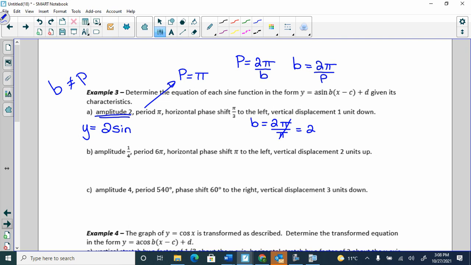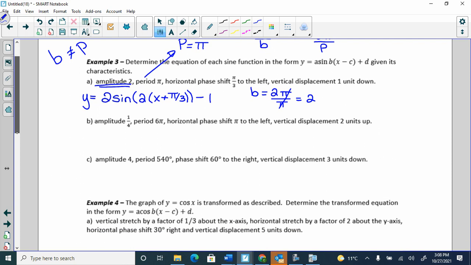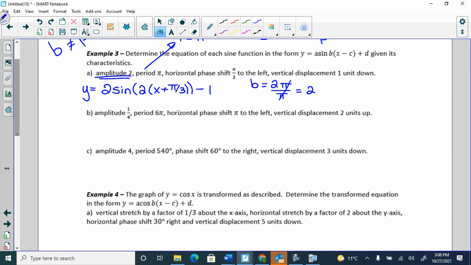So, sine 2, horizontal phase shift, pi over 3 left, x. Do I add pi over 3 or subtract it? Add it to go left. Bracket, bracket. Vertical displacement 1 down, minus 1. So the biggest tricky one here is the P can't be the B and the B can't be the P, right? You actually have to find the B.